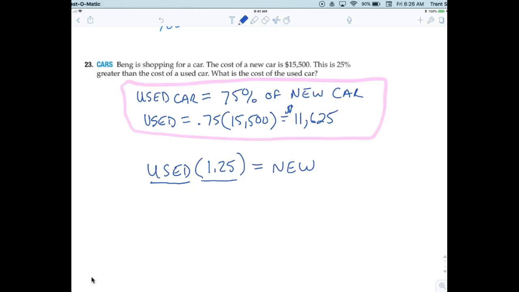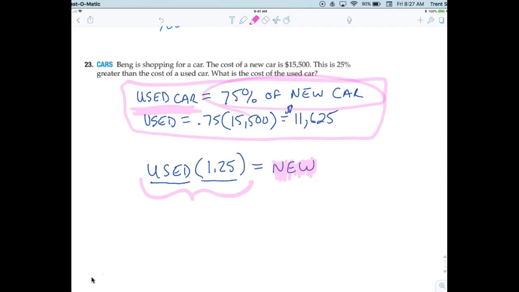Instead of comparing the what? Well, hopefully I'm making sense. The new car is related to the what? To the used car. Right? That's exactly what it says. Does everybody see that now? Right? If I do it the other way, what I did up here, I'm comparing the used car to the what? To the new car.